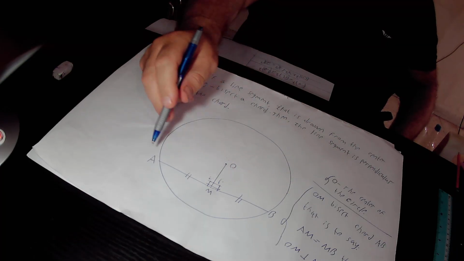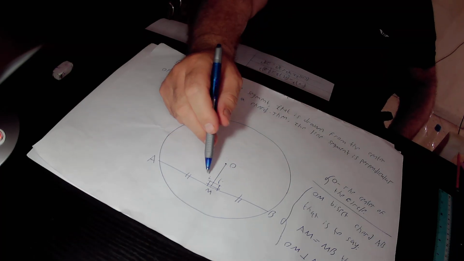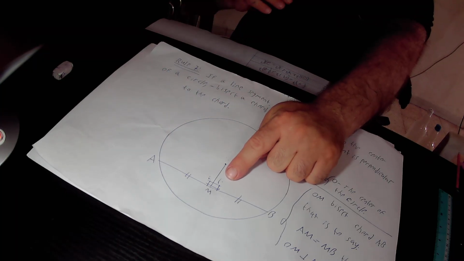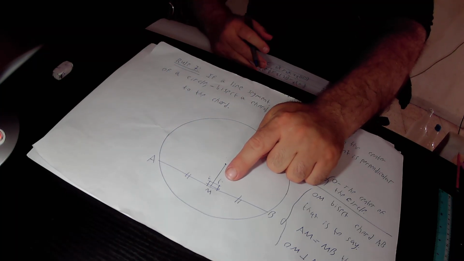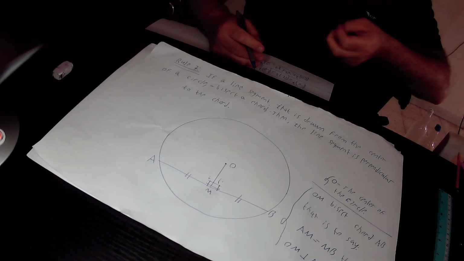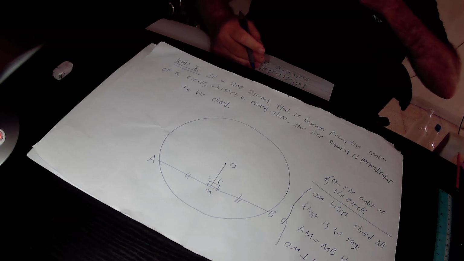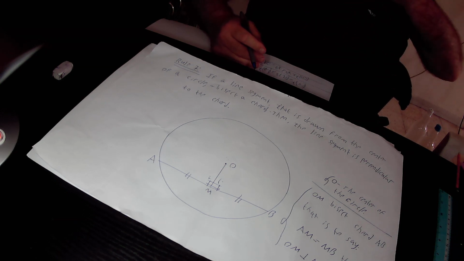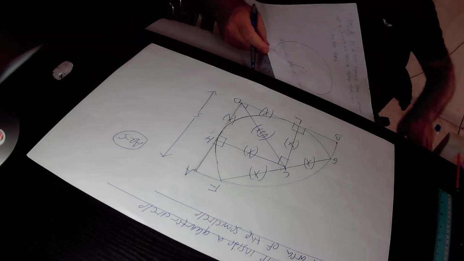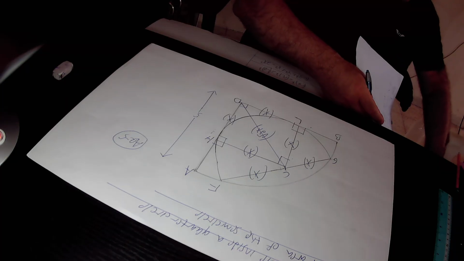If OM is perpendicular to AB, it means this angle equals 90 degrees and this angle equals 90 degrees according to rule 7. So whenever you have a line segment that is drawn from the center of the circle and it bisects a chord, then that line segment will also be perpendicular to that chord. So we can actually implement rule 7 in our drawing.